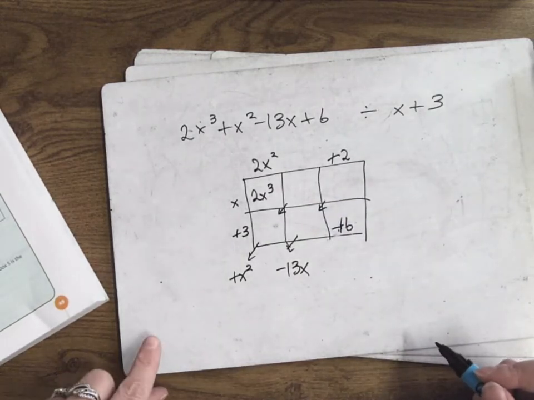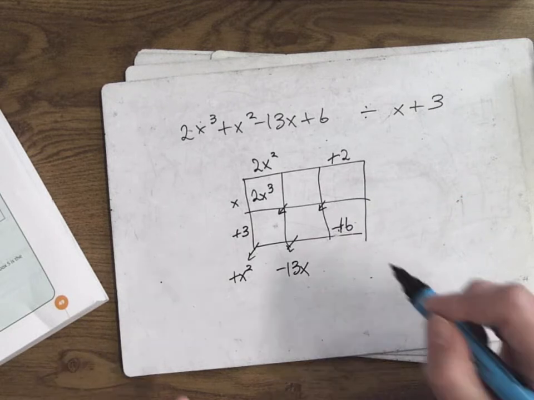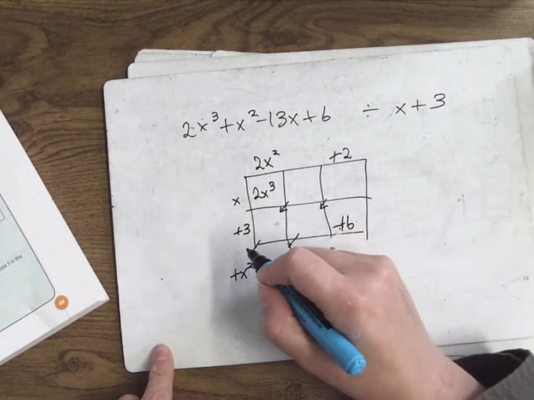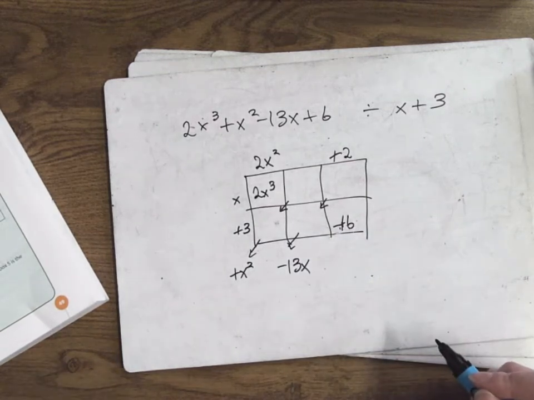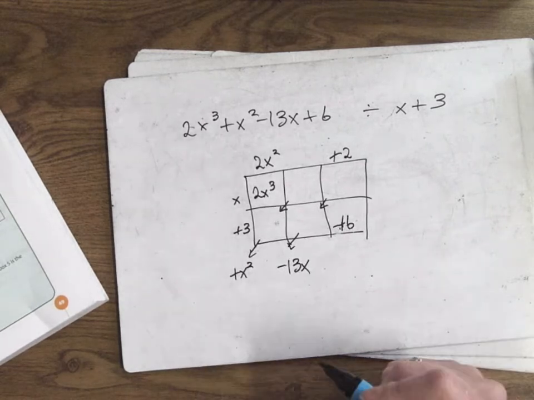Put 2 into the box? No, the 2 was on the outside, because you'd multiply 2 by 3 to give you 6. You multiply and put the answer in the box. So if you're dividing, the answer goes outside the box.